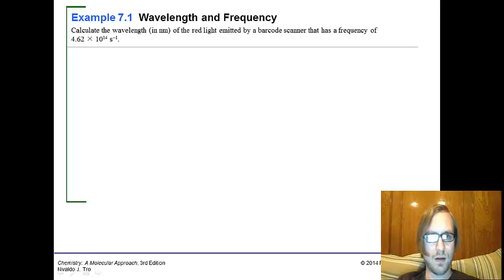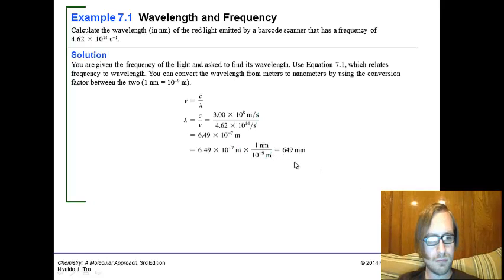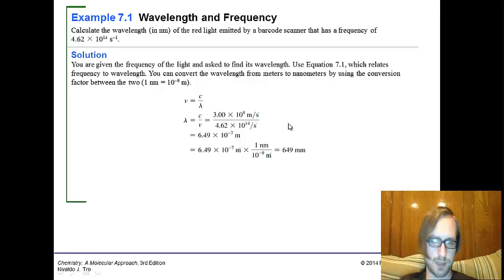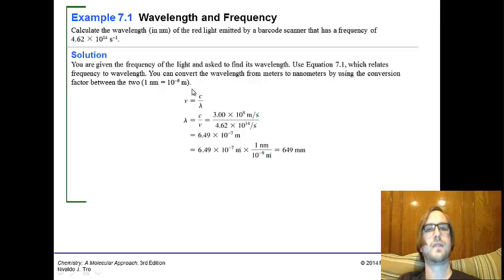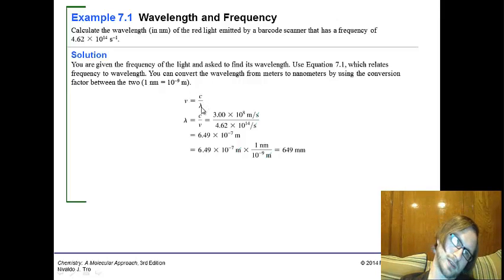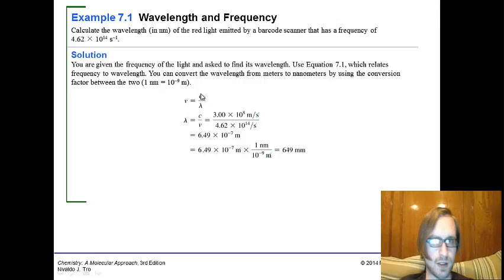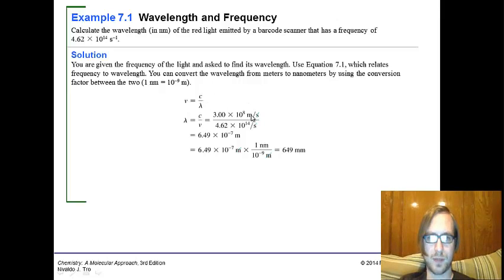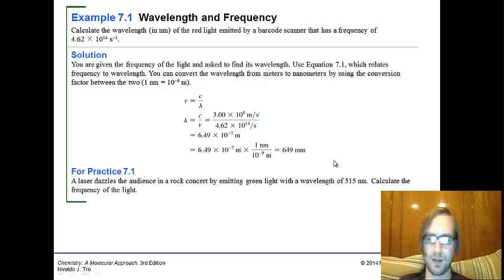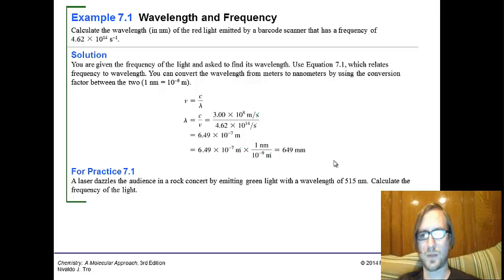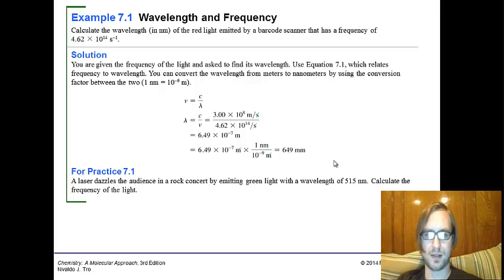To understand this, we need the velocity, which is the speed of light. We can use this equation, v equals c over lambda. I'm sorry, that's not v, that's frequency. c is the speed of light, our constant. We convert it just by plugging in our numbers, get an answer, nice and simple. Here's another practice problem for you to try, exactly like that.